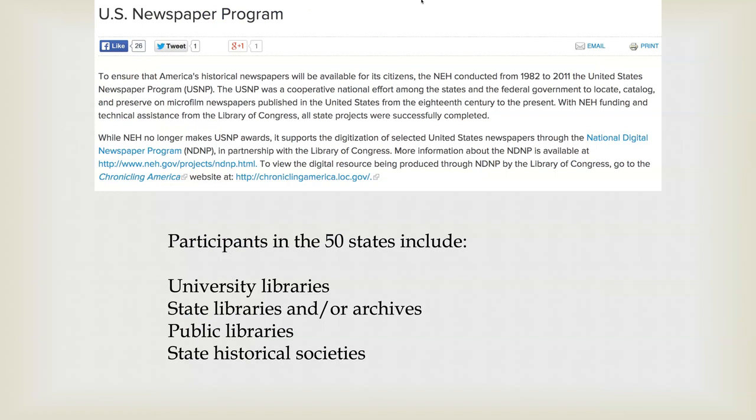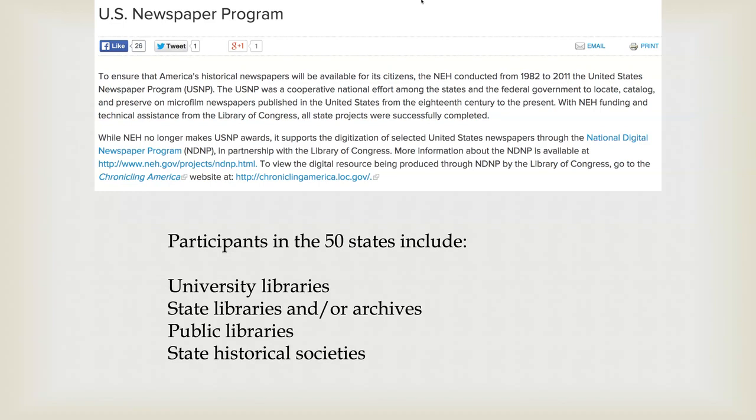One of the things you may want to know about is the U.S. Newspaper Program. This was something that went on for quite some time, 1982 to 2011, and this was done by the NEH, the National Endowment for the Humanities. So the money was used for all 50 states to collect the newspapers, microfilm them, and preserve them in every U.S. state. That was the idea, that there were all these state projects. Those projects were successfully completed.